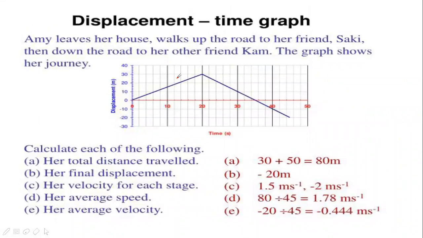Displacement time graph. A person leaves her house, walks up the road to her friend, then down the road to her other friend. The graph shows her journey. Now calculate each of the following: her total distance traveled, her final displacement, her velocity in each stage, her average speed, and her average velocity.